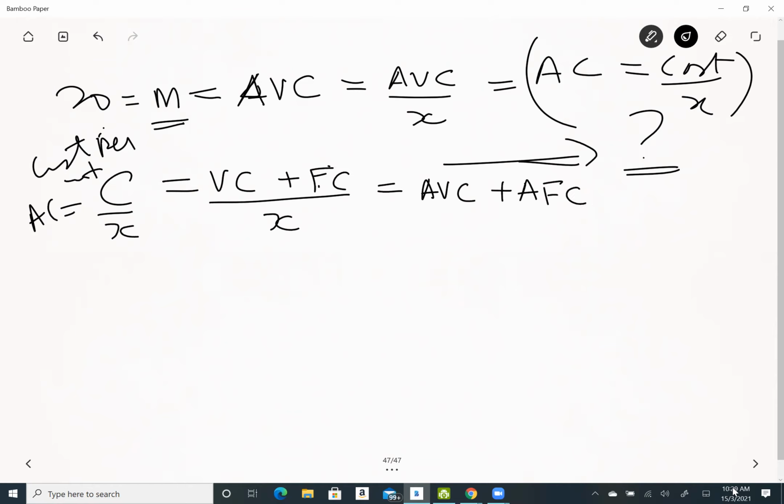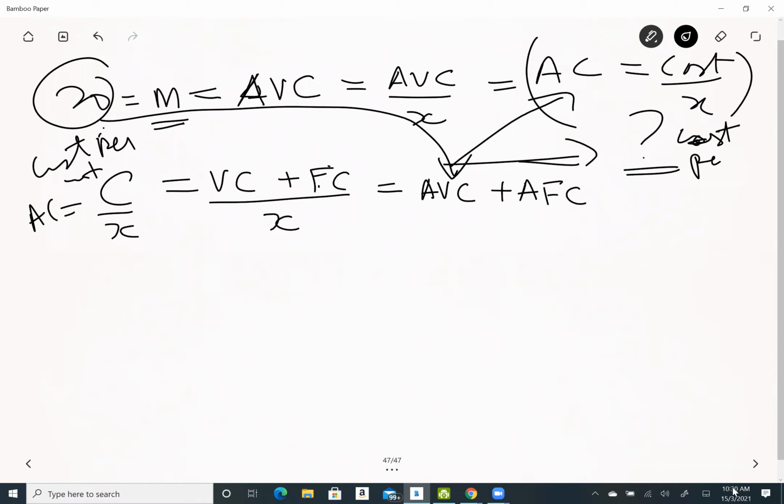So the 20 actually is the average variable cost, that means variable cost per unit. But we can also say just cost per unit, though it's not exactly true. It's actually the variable cost per unit. If you look at the questions in the book, they will say cost per unit. That cost per unit is actually the average variable cost, which is the value of M. Any question?